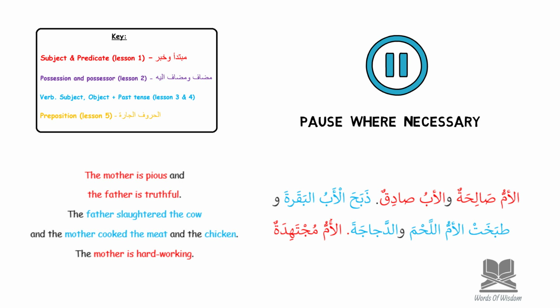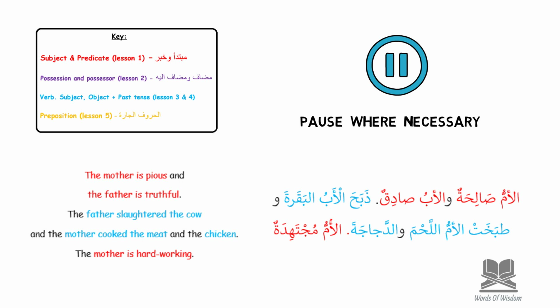Al-ummu salihatun. And we've got wa al-abu, the father. Again, we have some more information about the father, which is lesson number 1. So, he is truthful means صادق. Wal-abu صادق.